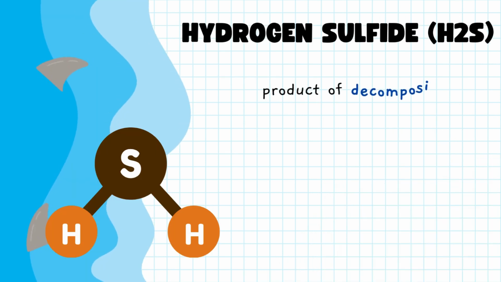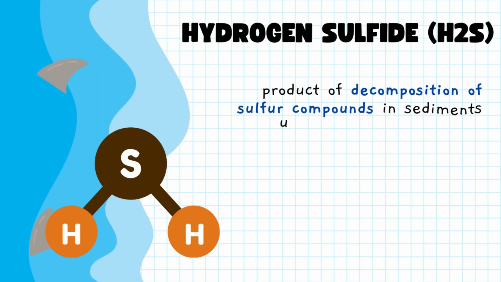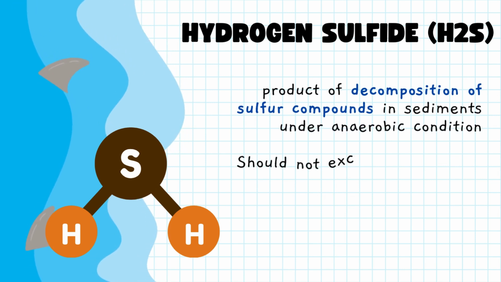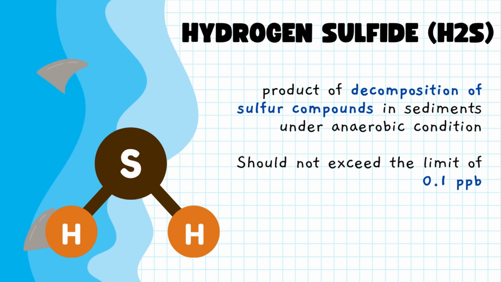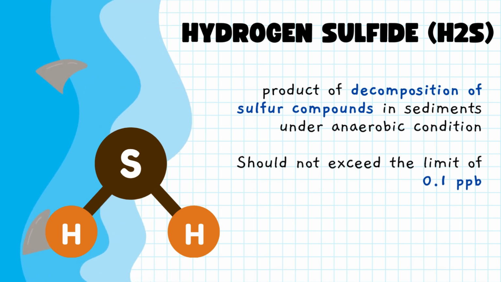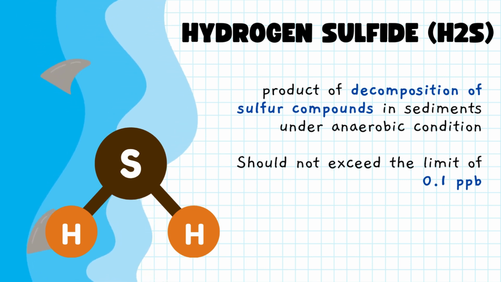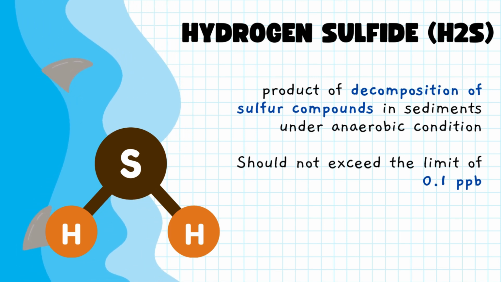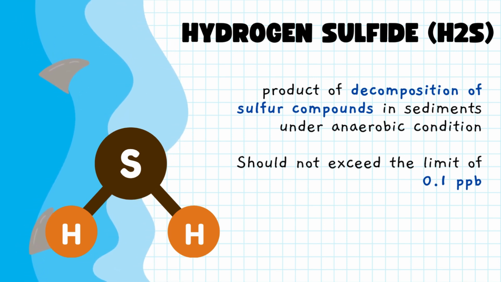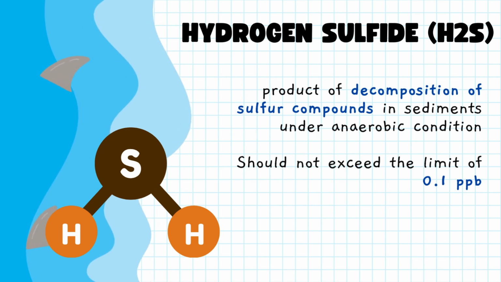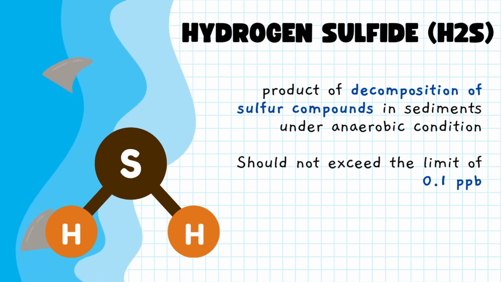Hydrogen sulfide, or H2S, is a highly toxic gas produced under anaerobic or oxygen-poor conditions, often in pond sediments. Even at very low concentrations, it can cause fish mortality. Hydrogen sulfide is a product of decomposition of sulfur compounds in sediments under anaerobic conditions. The safe level for hydrogen sulfide should not exceed 0.1 parts per billion. How do we prevent the hydrogen sulfide buildup?